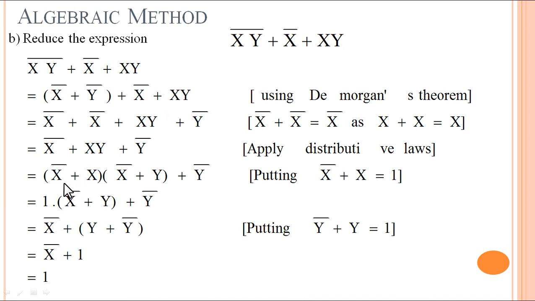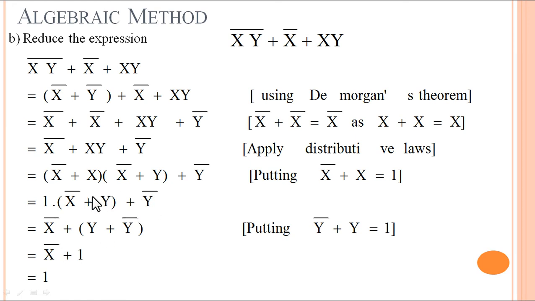According to the complementarity law, x plus x bar is equal to 1. So x bar plus x or x plus x bar, both are the same, so it is equal to 1. So 1 multiplied by x bar plus y bar. 1 multiplied by anything is that thing itself. Okay, so you got those values.